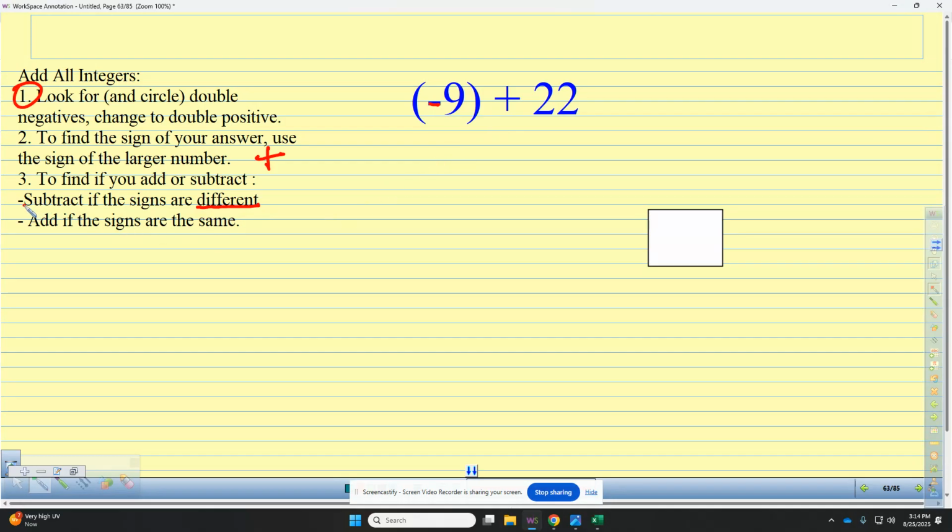That means subtract. So we'll do 22 minus 9, borrow. 12 minus 9 is 3. Bring down the 1. And we said that our answer is positive. We don't need to put the positive sign, but it never hurts.